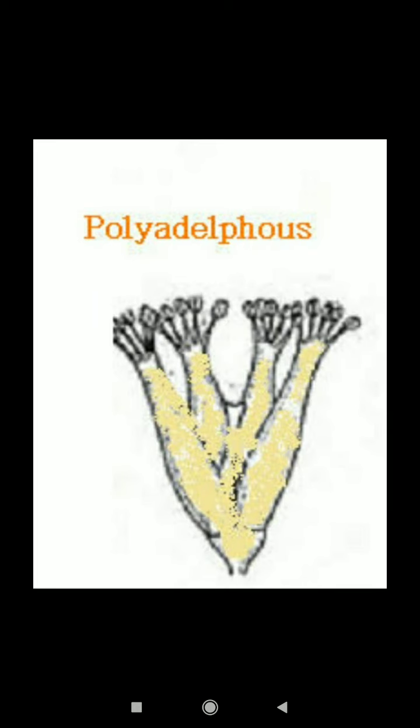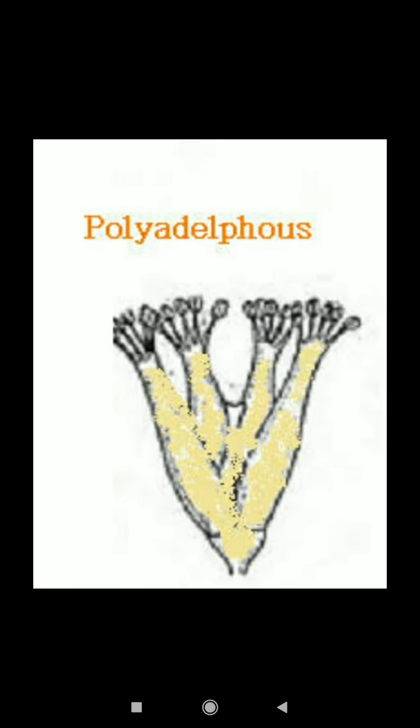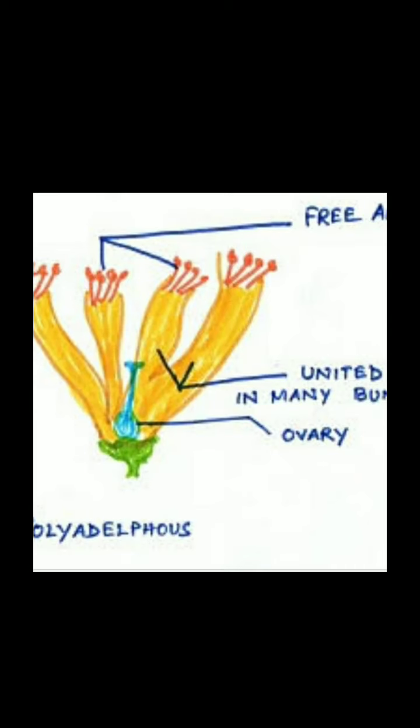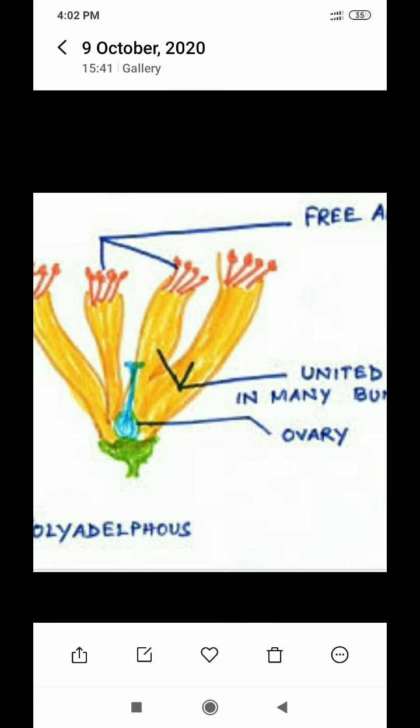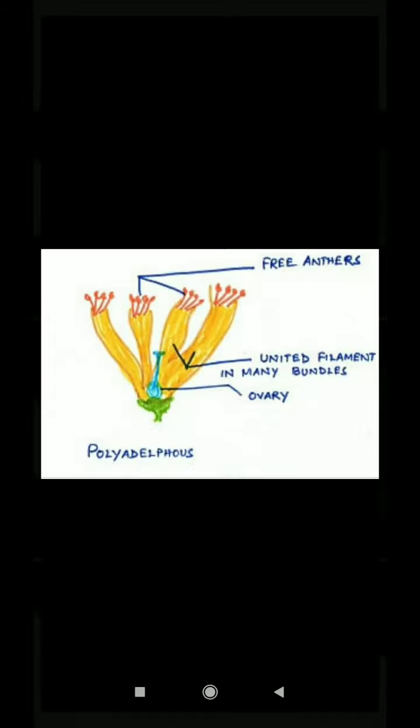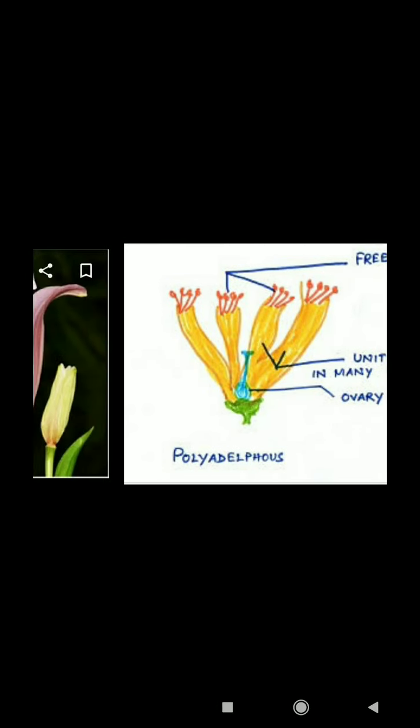Here also, if we are to define the structure, the filaments are united into four groups, and the upper parts are free, and like this we can define polyadelphous. Free anthers are there and the filaments are united in many bundles. The word bundles we can use to describe this. And this is the central ovary, which we will study further later.